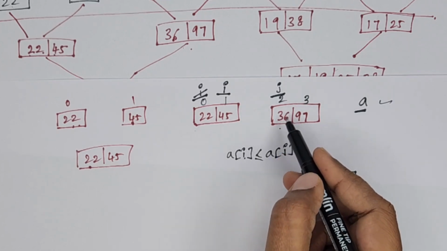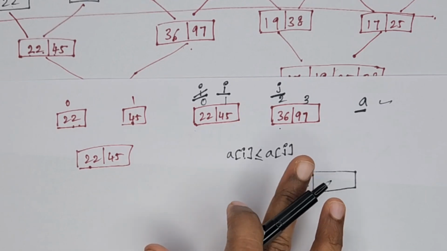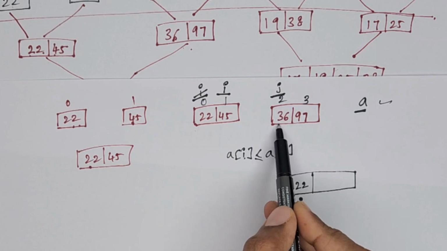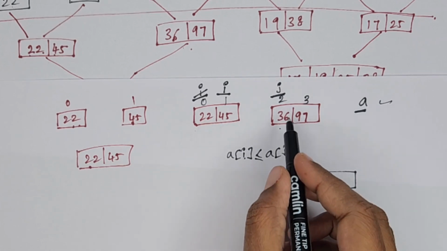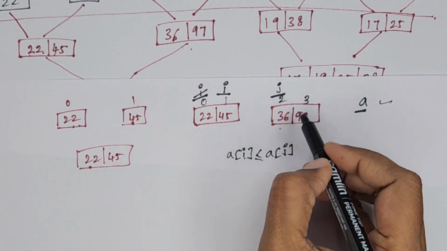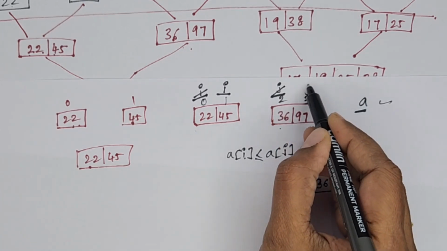Now, which element do we have to copy? J then. Which one is the smallest element, ith element or jth element? That gets copied into the temporary array. Now the jth element is smaller than the ith element, so 36 we have to copy. Now after this, increment the j value.